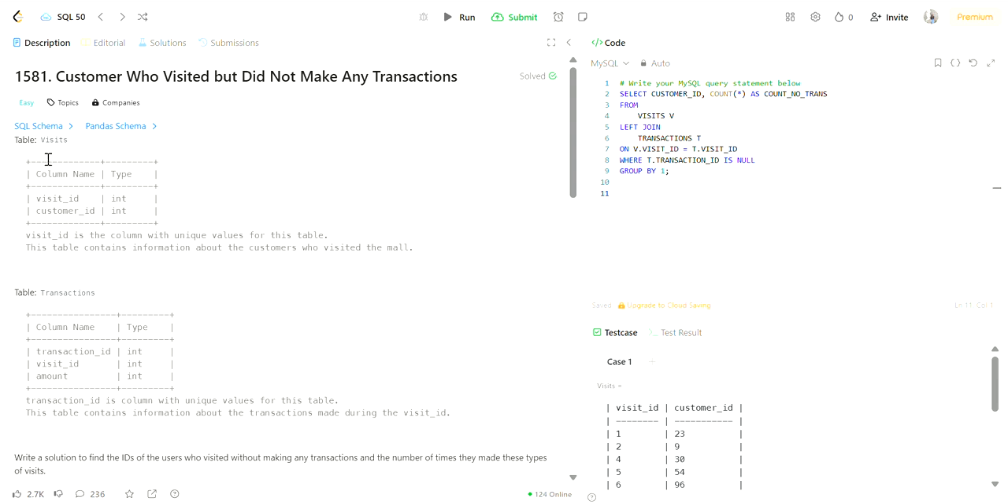Let's look at the SQL schema. First, we have a table named visits. It has columns visit ID and a customer ID. Both are integers. The table contains information about the customers who visited the mall.